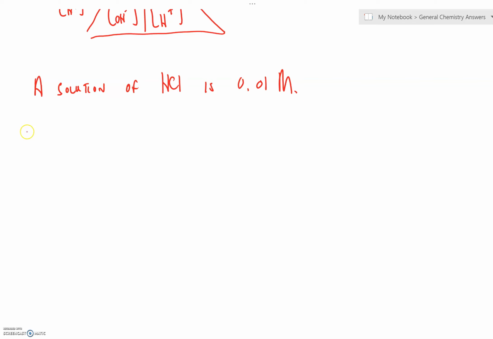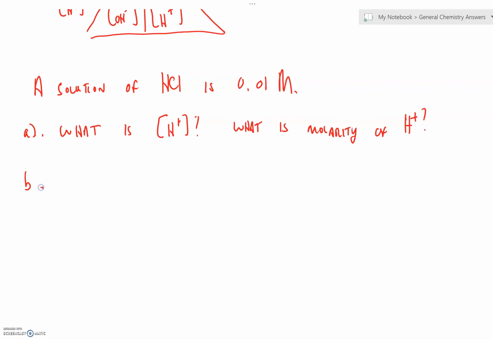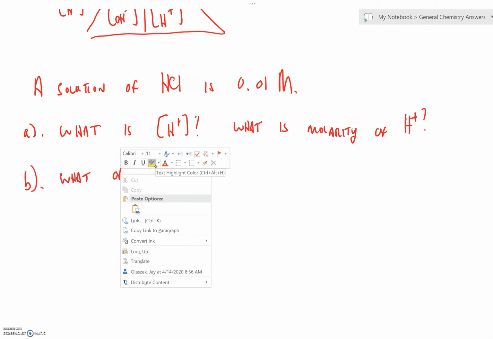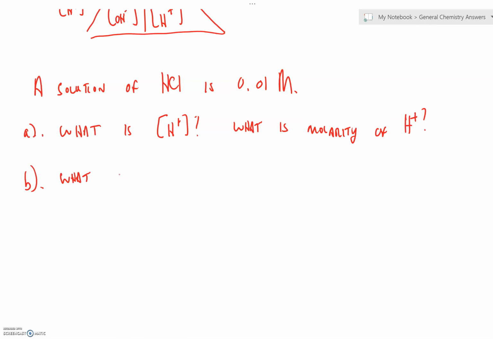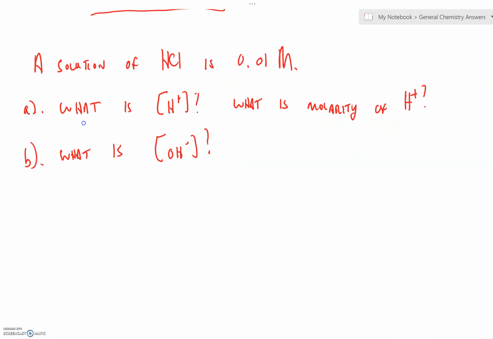So here is my question. We're going to have two parts to this. What is the concentration of H+? That means what is the molarity of H+, right? That's what those brackets mean. And what is the concentration of OH minus? Let's do part A first.